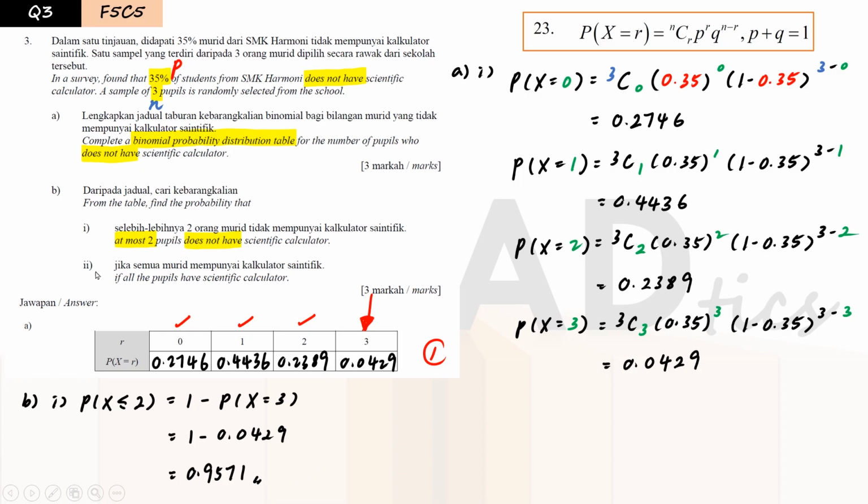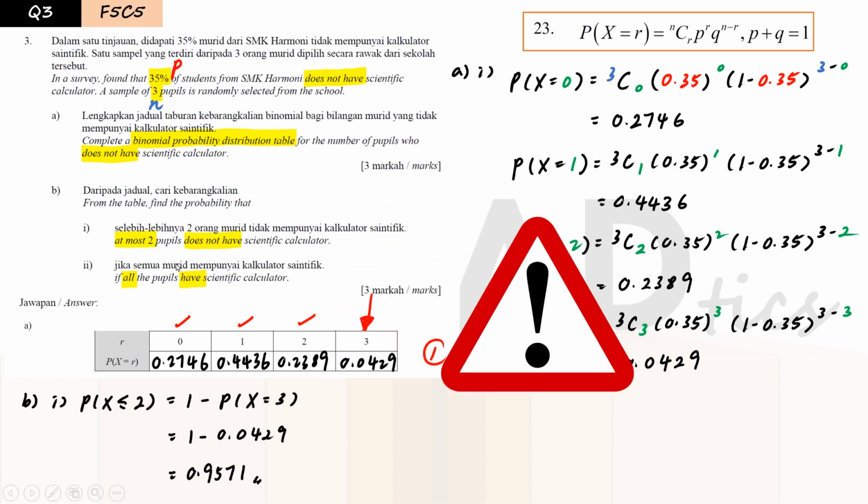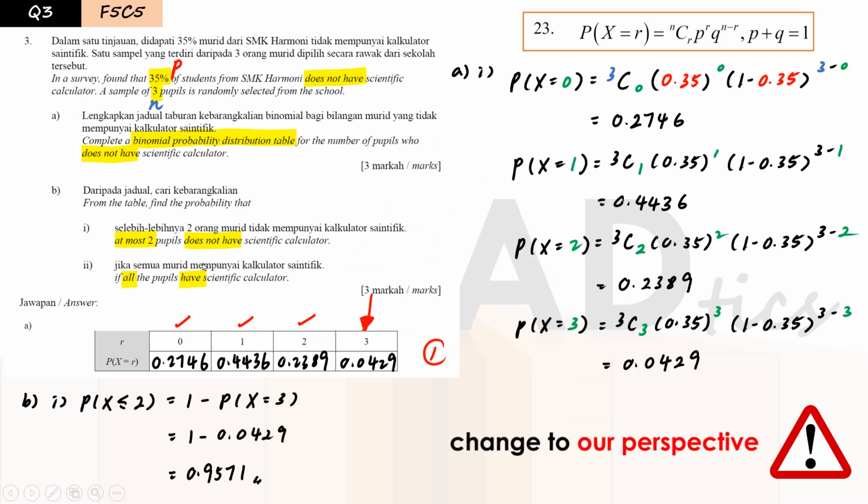Right? So if we go to part 2, it says that all of the pupils do have, take note, have a scientific calculator. So as you can see here, this one is different from our perspective. Our perspective is do not have. So to solve this question, what we need to do is to change this question to our perspective. So here we need to change it to do not have.